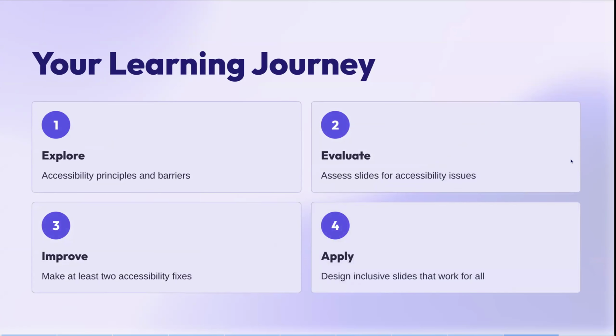Take a look at your learning journey. This slide outlines your steps for the module. Explore accessibility principles and barriers. Evaluate slides for accessibility issues. You'll implement at least 2 accessibility fixes. And you'll apply inclusive design to your own instructional materials. This is exactly what your Module 4 assignment will be to help you accomplish.